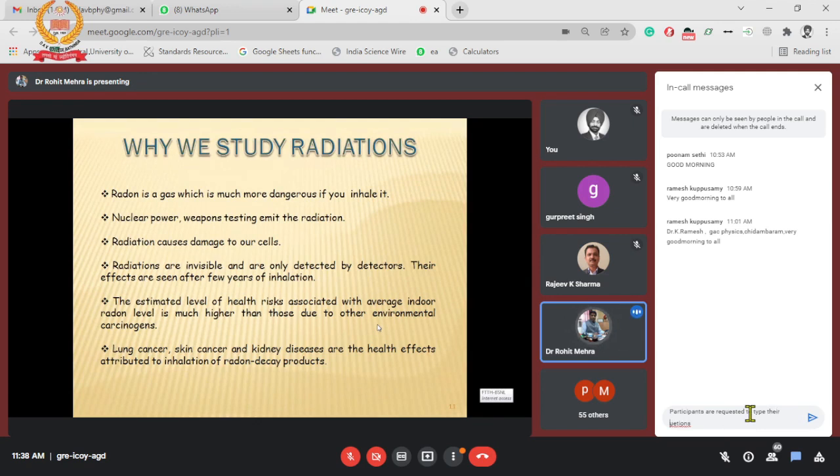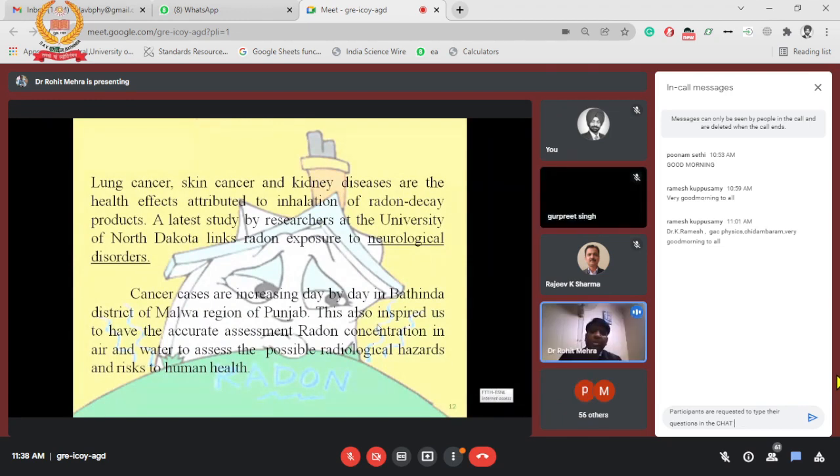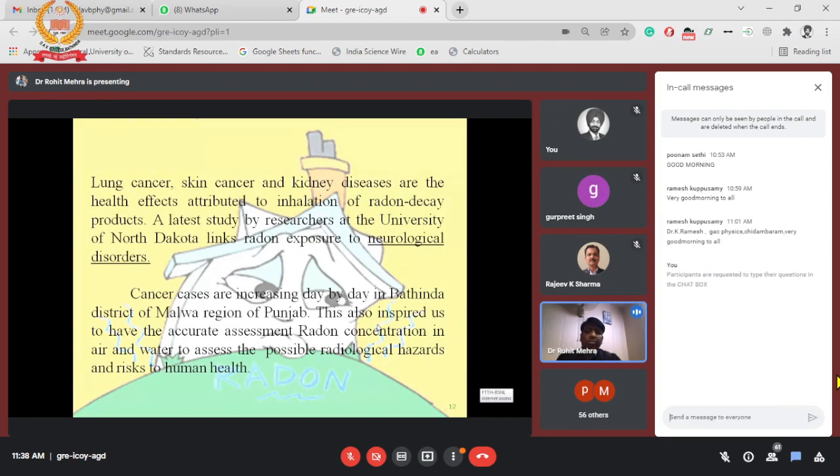But sometimes for medical complications, they have to perform diagnostics. So it could affect. That is why the study is very important. These are a few studies for the references which have been given in newspapers and different studies, that lung cancer, skin cancer and kidney disease are caused due to the inhalation. And similarly, in the Bathinda and Malwa region, some studies have been conducted on what is causing cancers. But still, it is within controllable limits.